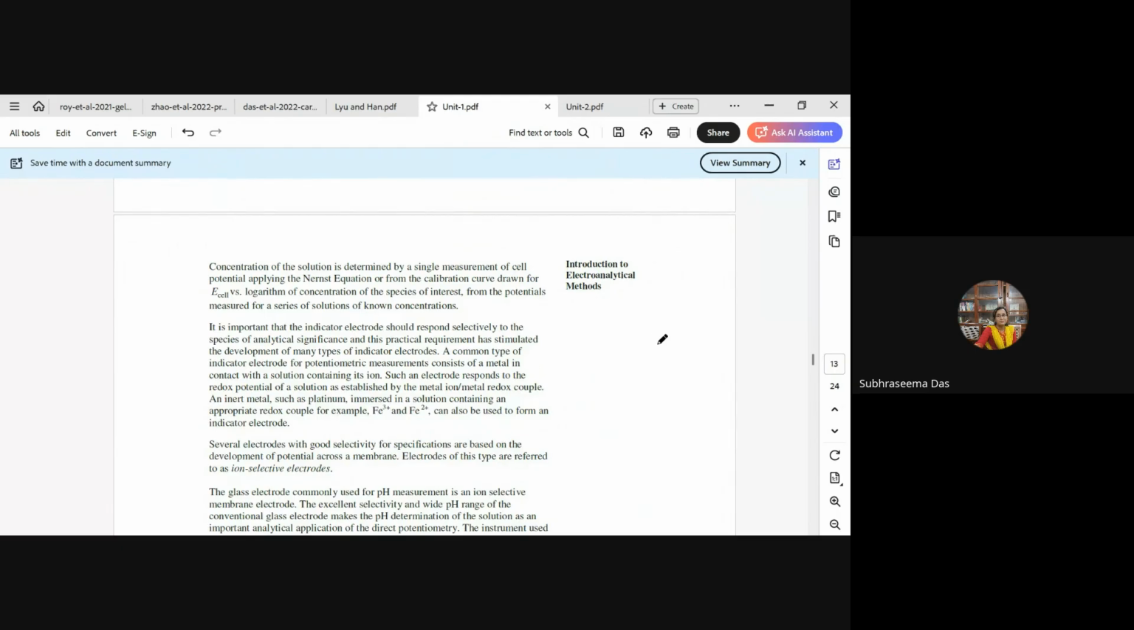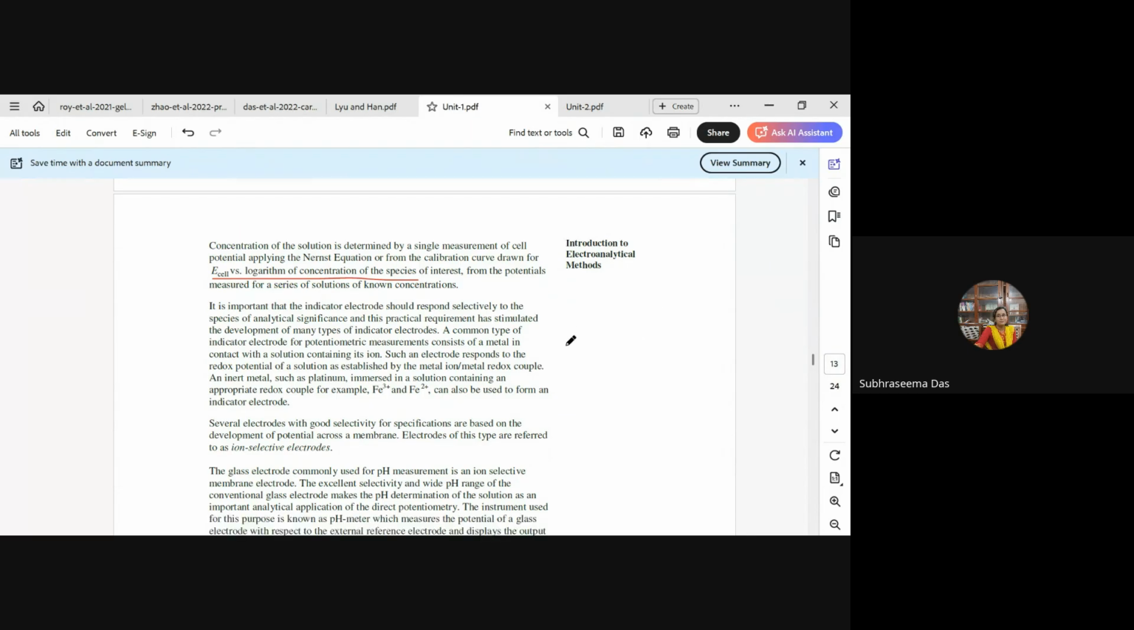The concentration of the solution is determined by a single measurement of the cell potential by applying the Nernst equation, or we can draw the calibration curve of E versus log of concentration of the species, and then we can calculate the overall E. It is important that the indicator electrode responds selectively to the species of analytical significance, and this practical requirement has stimulated the development of many types of indicator electrodes.